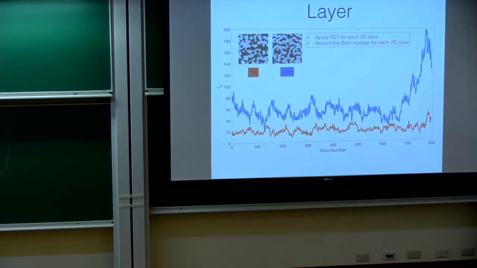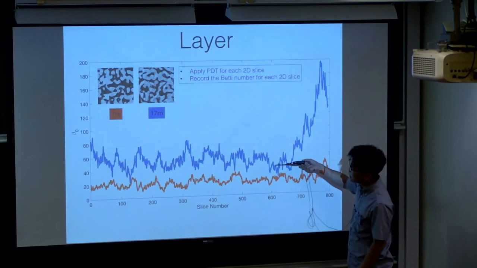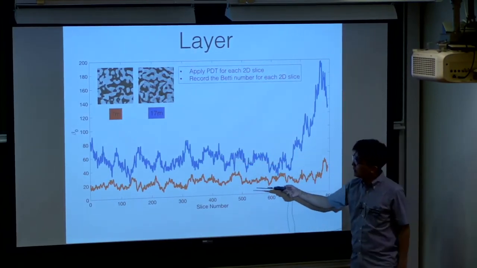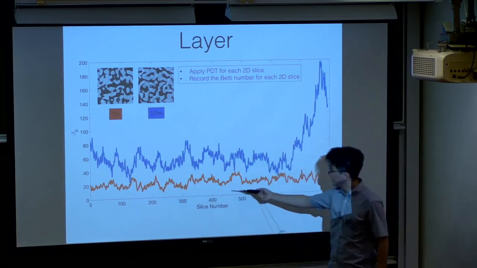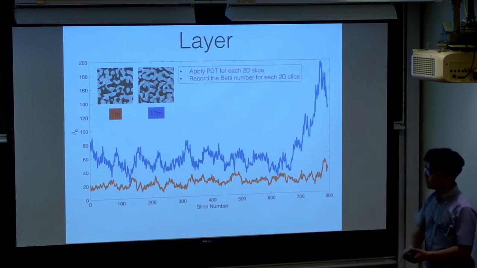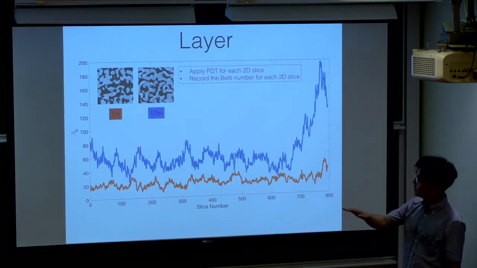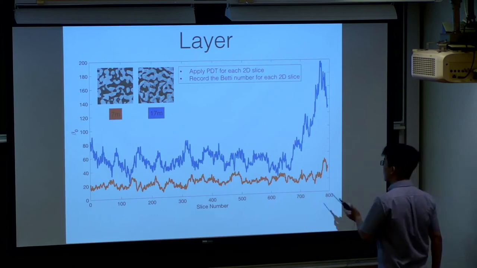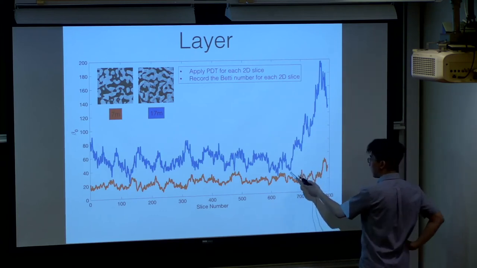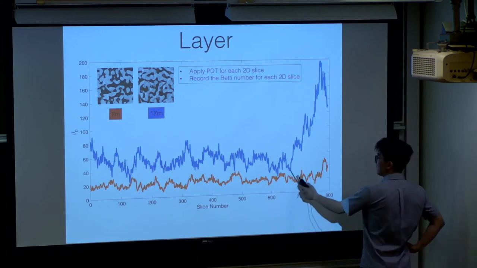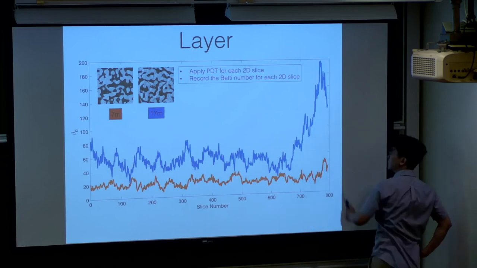What we observed is that for 17 meters, the Betti number is roughly 60, and for 7 meters it is roughly in the 20s. So just looking at this, you might say the 7 meter sample is somehow different from the 17 meter sample, just from the 2D slices. We also discover there is a very big jump after around slice 695 in the 7 meter sample.